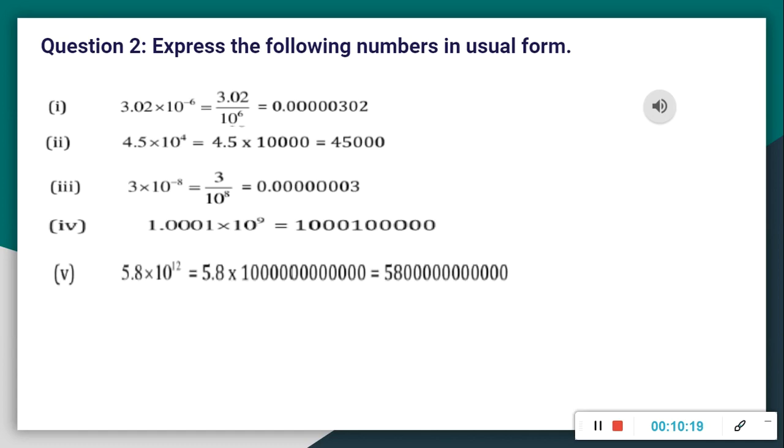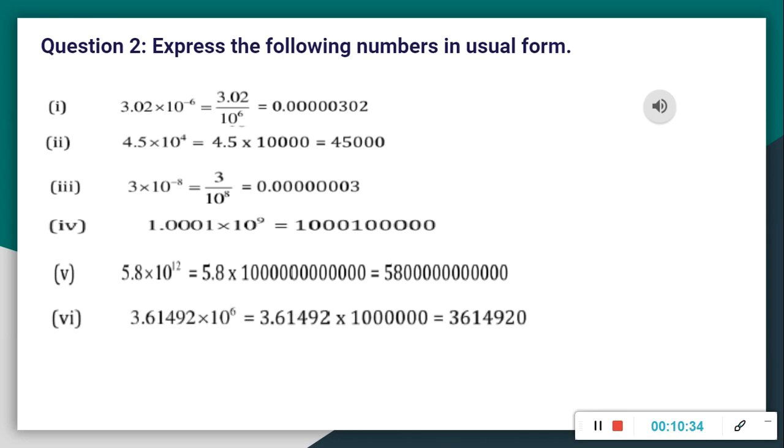Okay. Now next one, 5.8 into 10 raised to 12. Here 5.8, one digit is there, so we have to add 11 zeros, right? So 58 and 11 zeros should be there. Now sixth one, 3.61492 into 10 raised to 6. First see how many numbers are there after the decimal. 1, 2, 3, 4, 5 numbers are there. So you only have to add 1 zero. So the answer is 3614920. Okay.